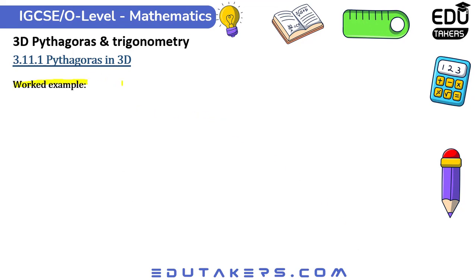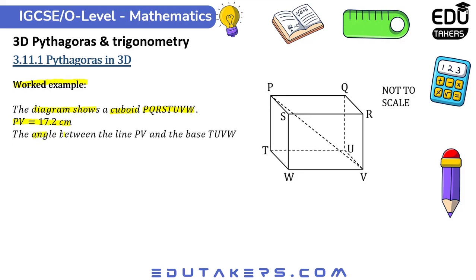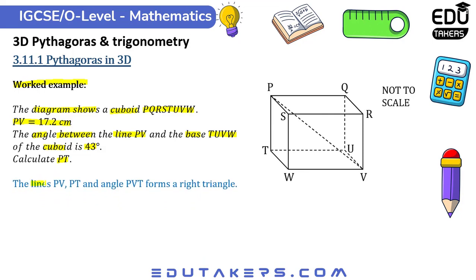Worked example. The diagram shows a cuboid PQRSTUVW. PV is 17.2 cm. The angle between the line PV and the base TUVW of the cuboid is 43 degrees. Calculate PT. The lines PV, PT and angle PVT form a right triangle.